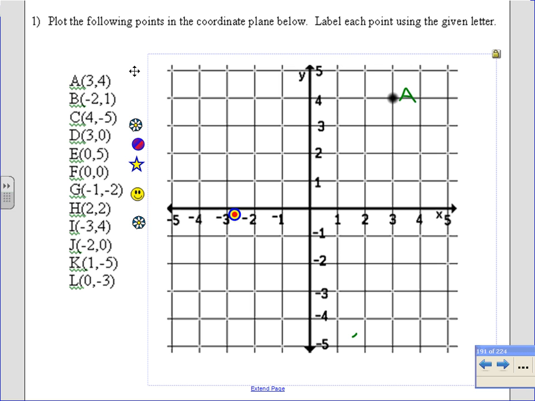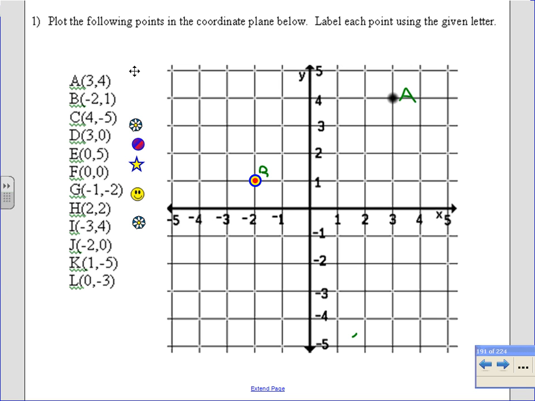Your hands are either hot or cold. Why is this one hating me? Okay, tell me where it goes. I'll help you. Show me, point to where it goes. Good job. Okay, take the marker, write B on there. To the left 2, up 1. The 2 is negative, the 1 is positive.